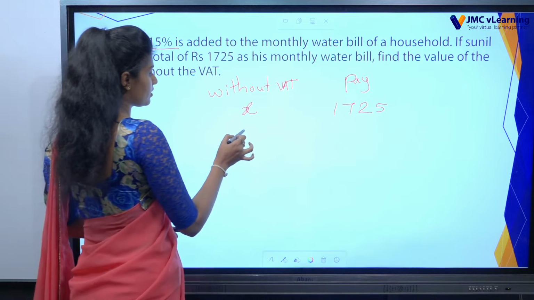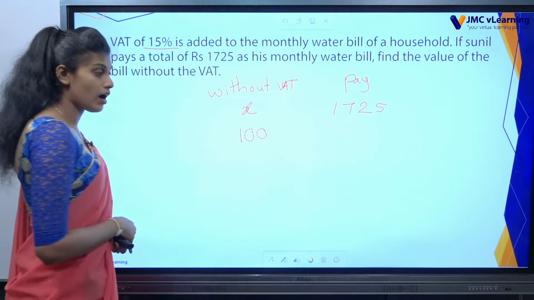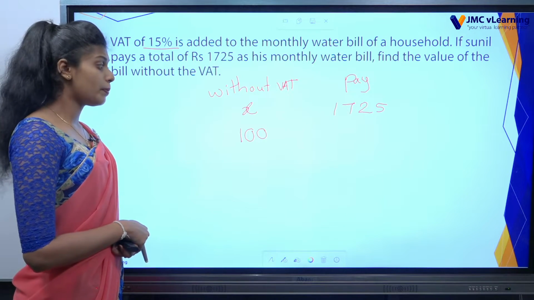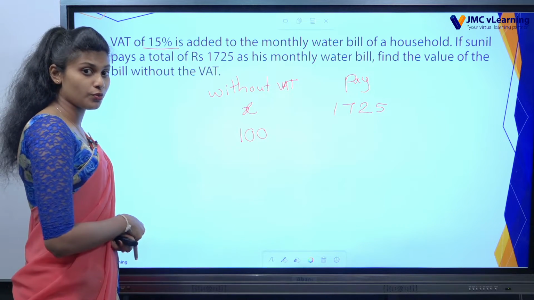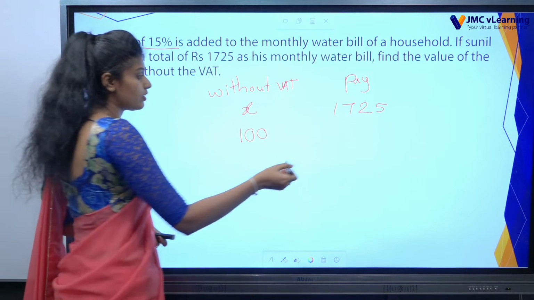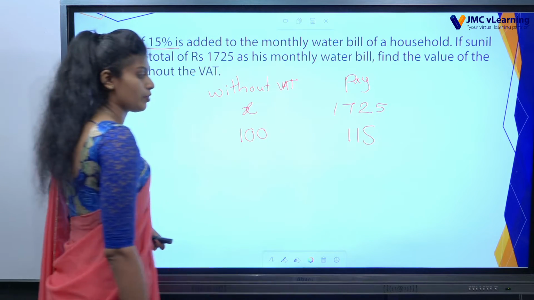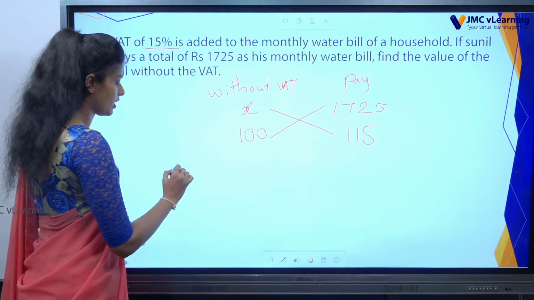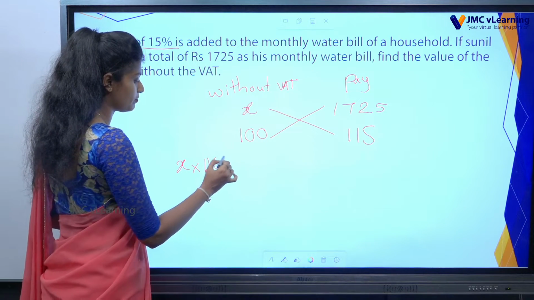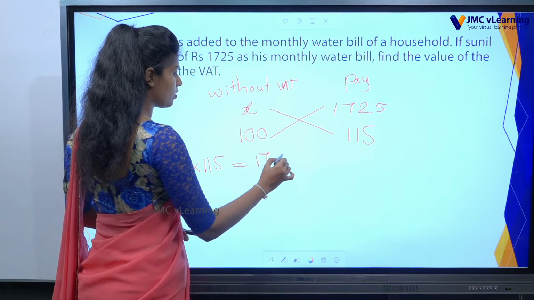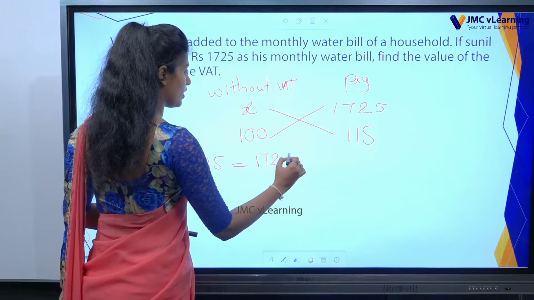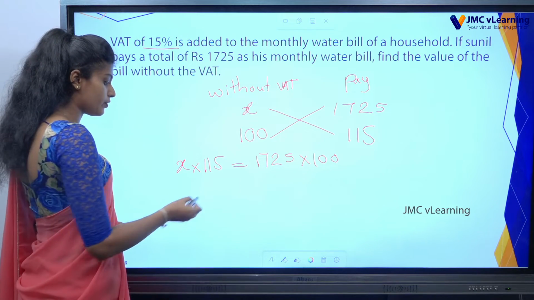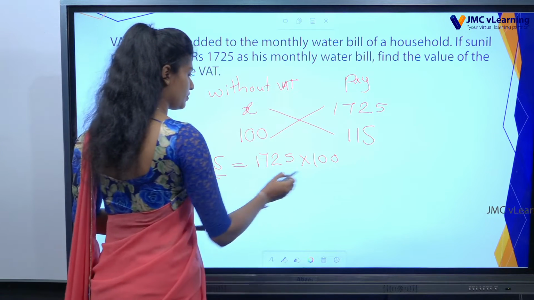Let's write this using this 15%. Then without VAT the bill is 100. With the VAT, how much of money you have to pay? Then you have to add 15 rupees, this 15 to that 100, that means 115. Let's put cross multiplication here. X into 115 is equal to 1,725 into 100. So both sides you have to divide by 115.